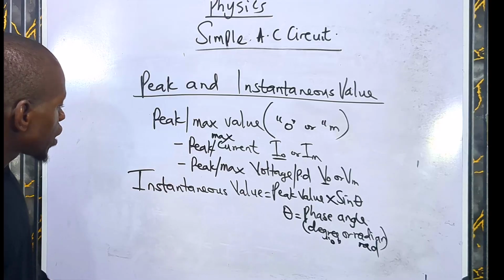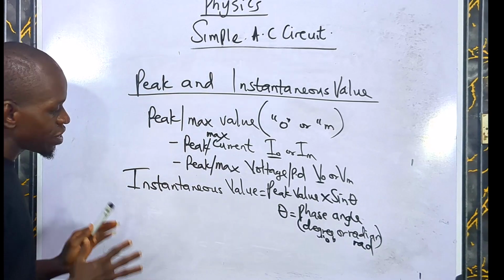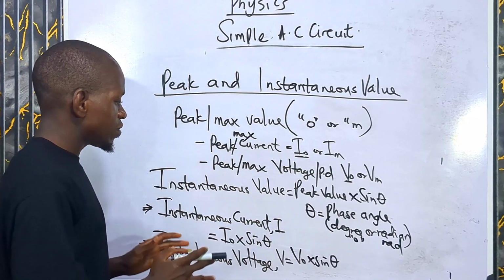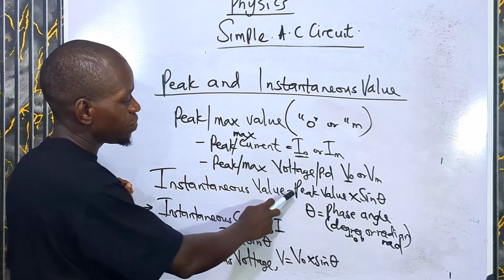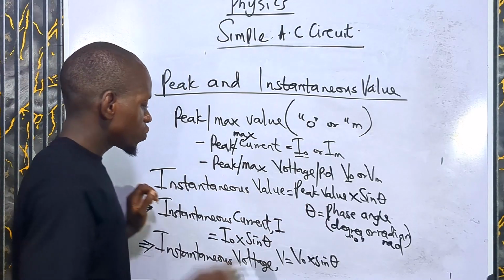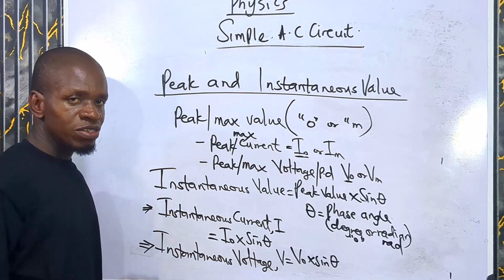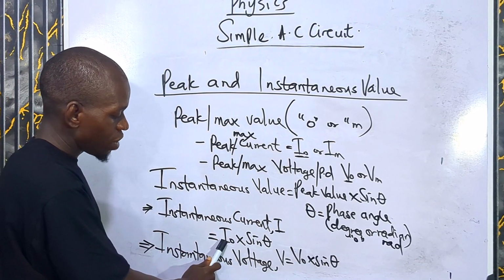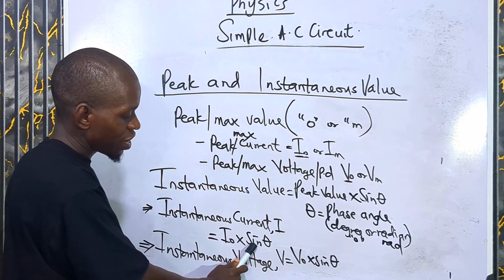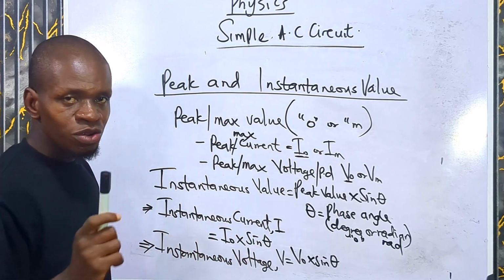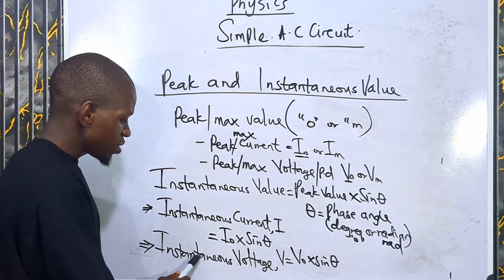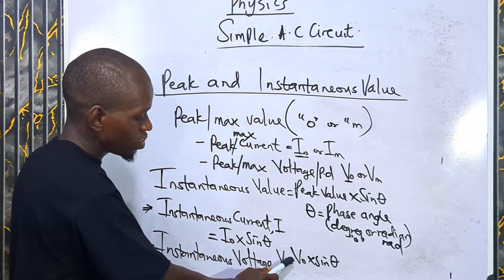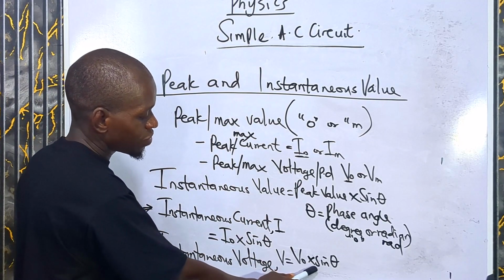Since you've already stated that the instantaneous value is equal to your peak value times sine theta, what is going to be your instantaneous current? Instantaneous current will be equal to your peak current times the sine of your phase angle. And for voltage, instantaneous voltage is going to be peak voltage times sine theta.